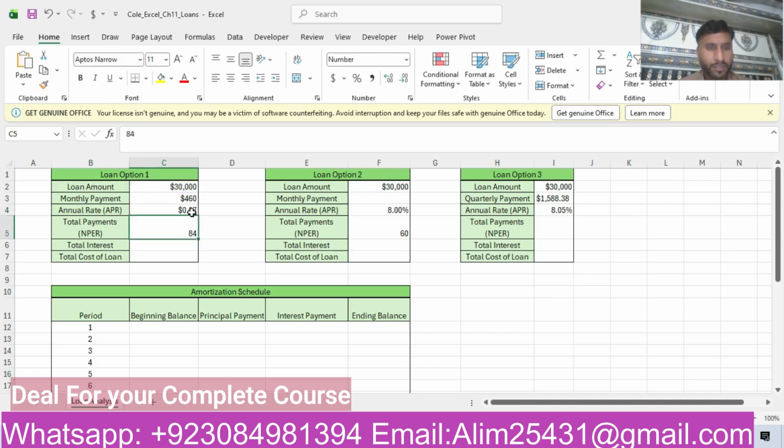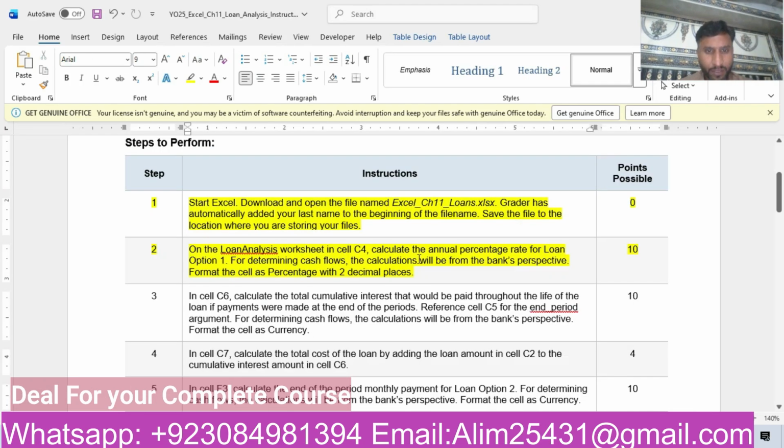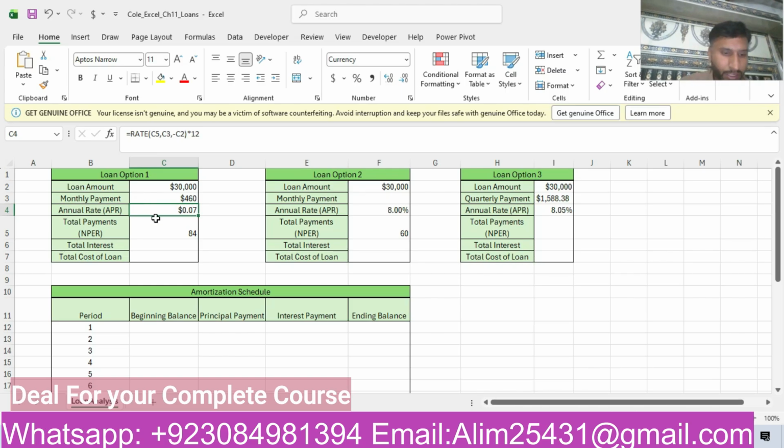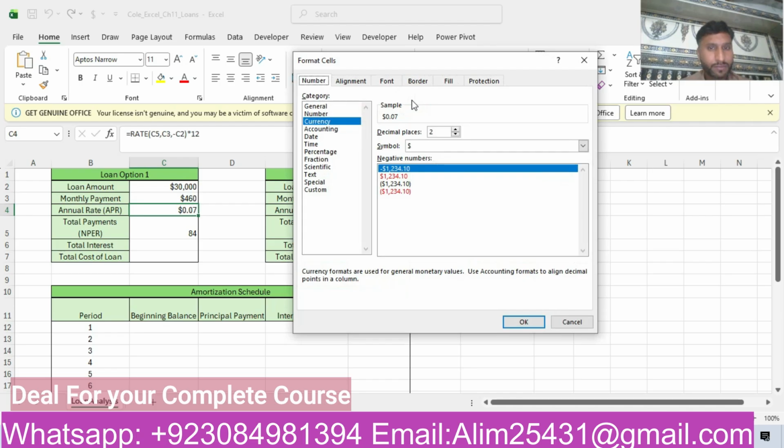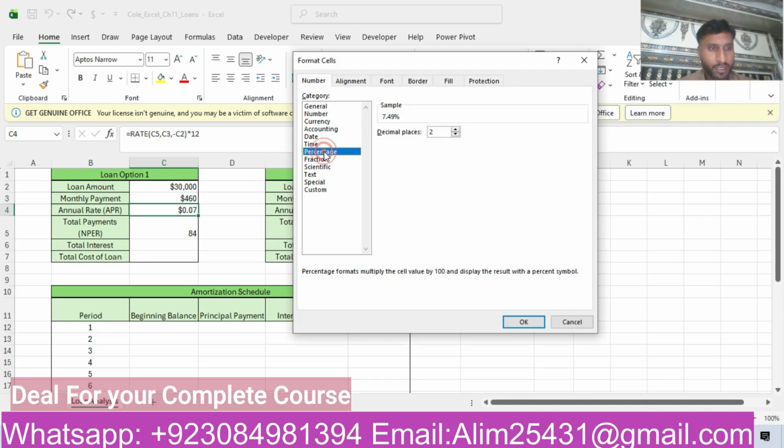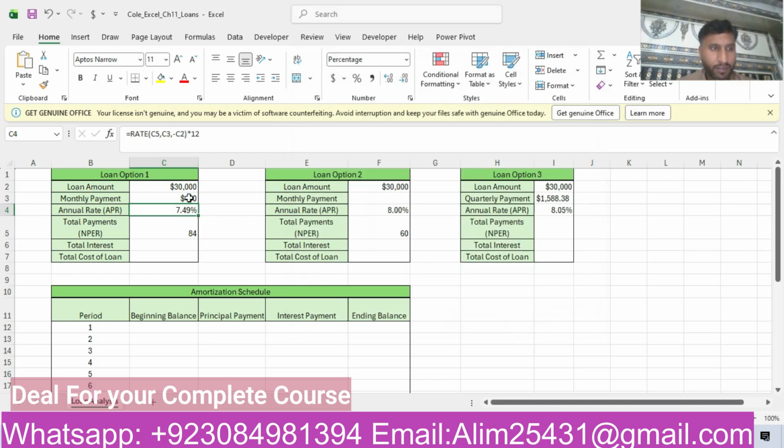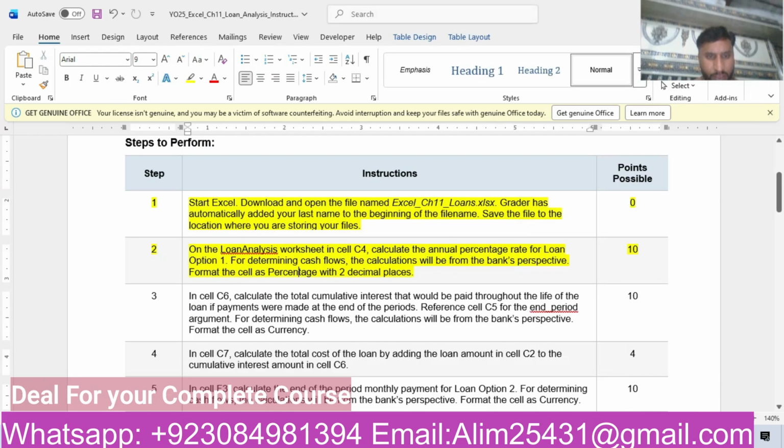We have got our results. 0.07 is showing as a dollar sign, but we need to format that with a percentage with two decimal places. So we will press Ctrl+1, or open the number category and go to percentage with two decimal places. That's our result in cell C4. That's our step number 2.